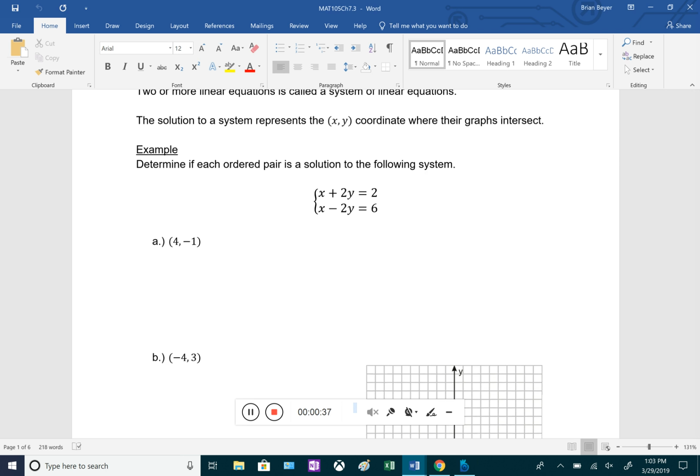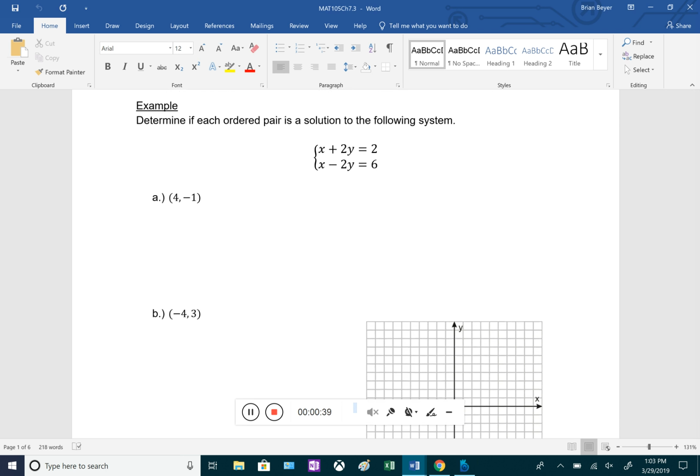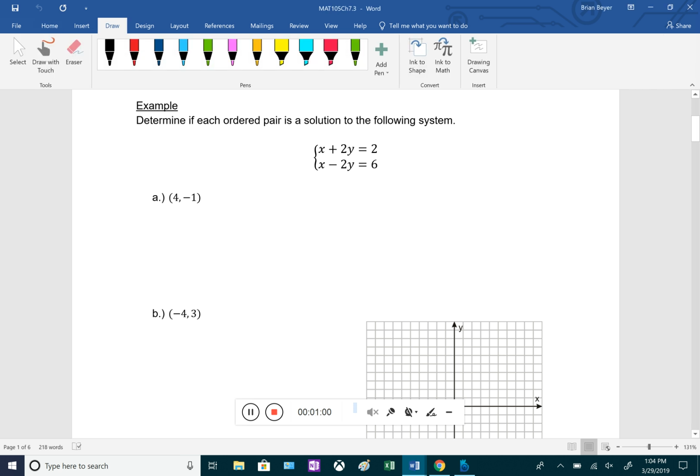So let's do these first examples here. Let's determine if each ordered pair is a solution to the following system. So this is what a system of linear equations looks like. Just two linear equations with two variables in each of them, an x and a y. The curly bracket is there just to represent that they're together in one system. So what we have to do to determine if each ordered pair is a solution is plug them in. Let's start with the first one, x plus 2y equals 2.